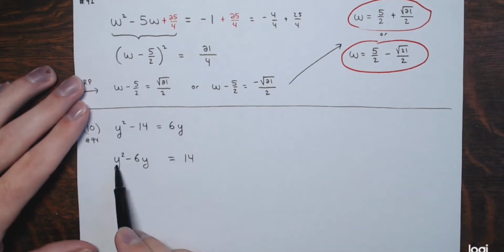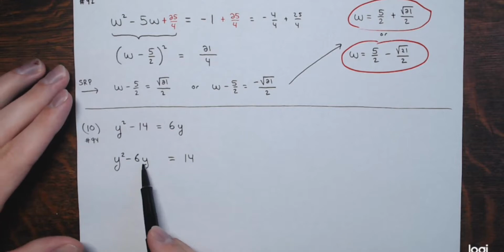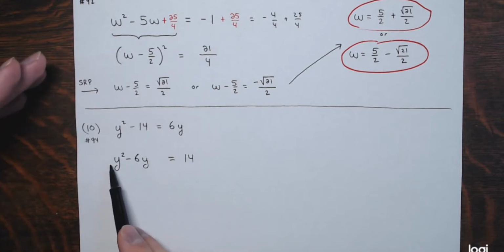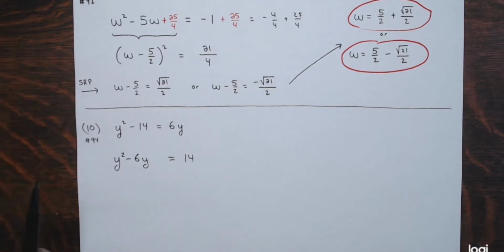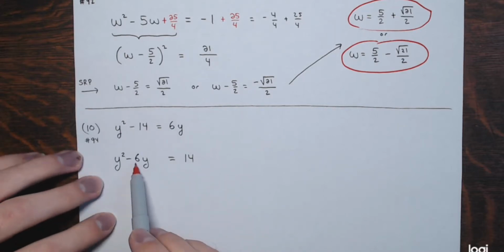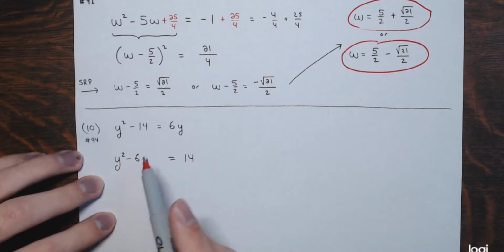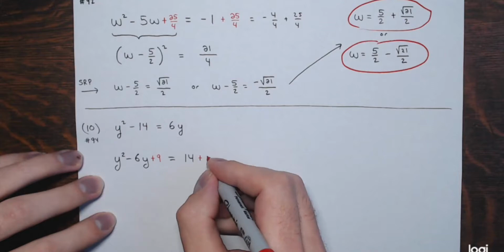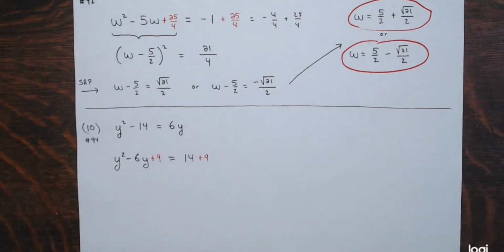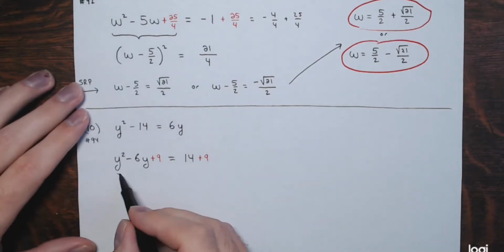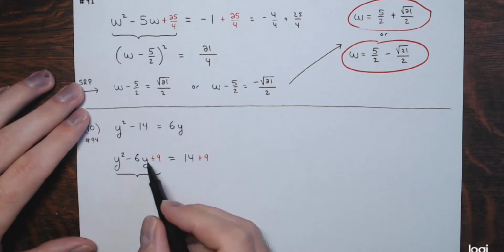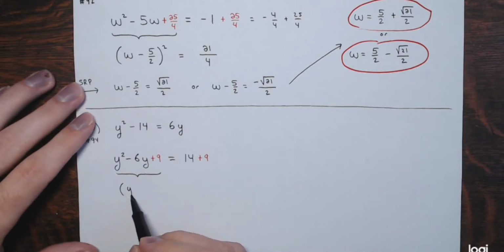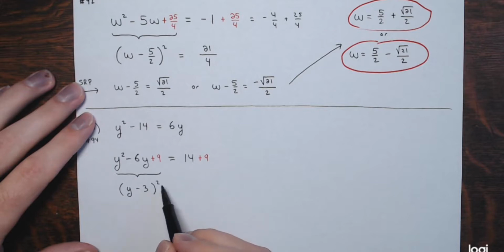The quadratic term and linear term are on their own side. The coefficient of the quadratic term is 1, so I can complete the square. Half of negative 6 is negative 3. Squared is positive 9. So I'm adding 9 to both sides. Now on the left side, this is the quantity y minus 3 squared, equals, on the right side, 14 plus 9 is 23.